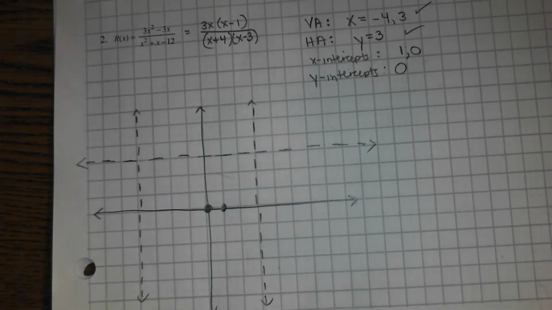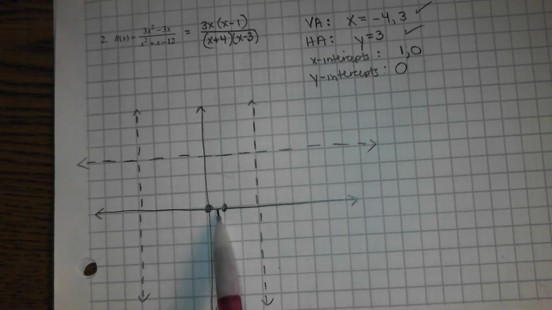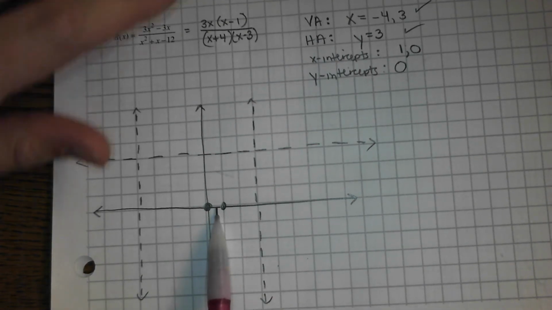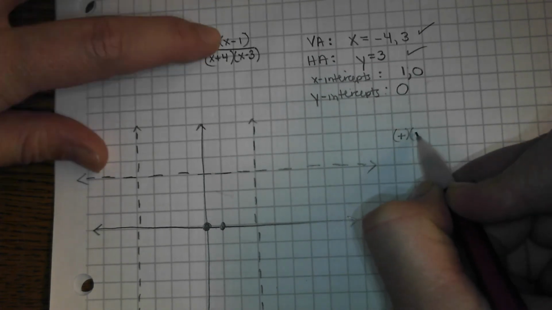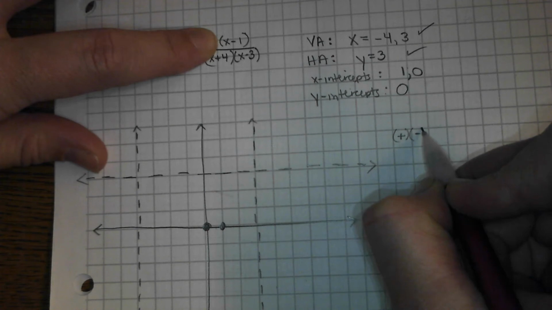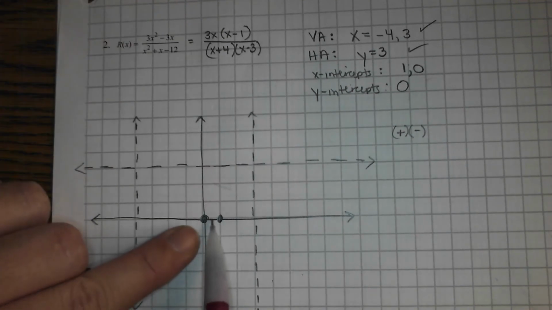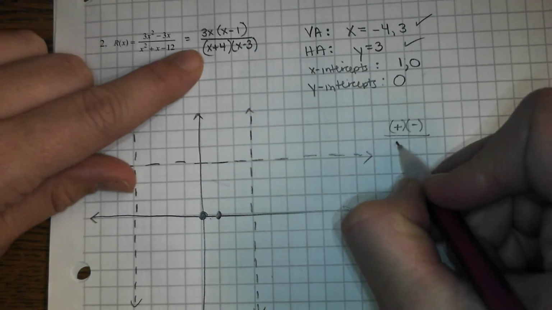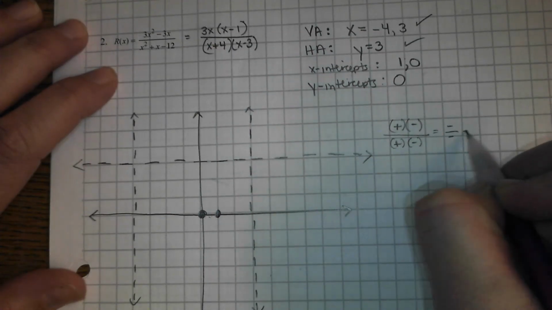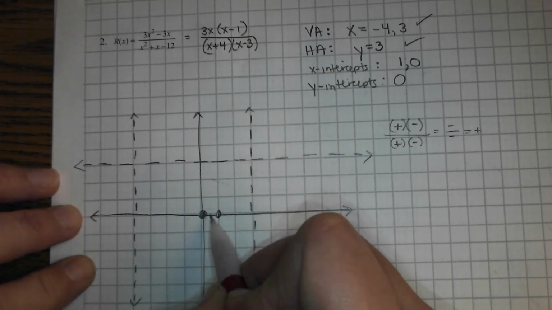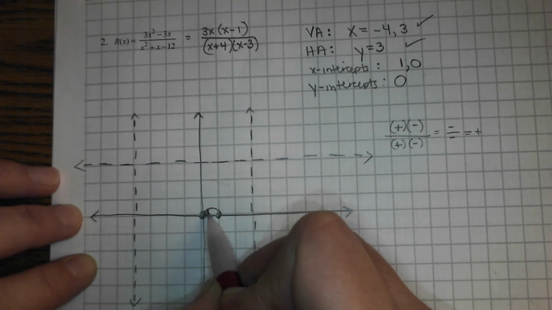So now we move to sign charts. I first and foremost want to know what's happening at like a half. If I were to plug in a half, my numerator would be a positive times a negative. I need to see what's going on in between these two zeros. And then a half plus 4 is positive. A half minus 3 is negative. So that all ends up being a negative over a negative, which is a positive. So that tells me that in between, at like a half, there's a little dip into the positives.